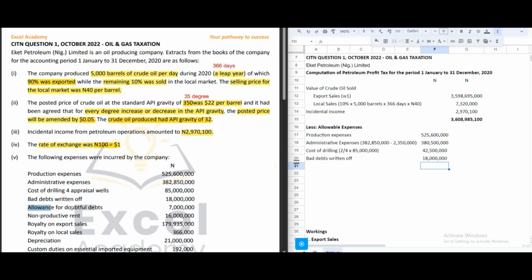After that, we have allowance for doubtful debt. So this allowance for doubtful debt is not allowable. It's not allowable. So here we have the non-productive rent. This is allowable. So there are some situations where we would have to rent some of the equipment we use.